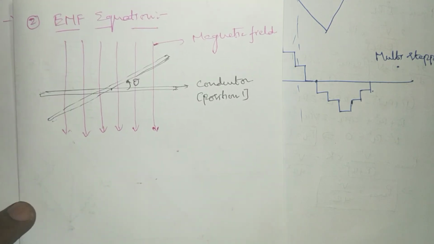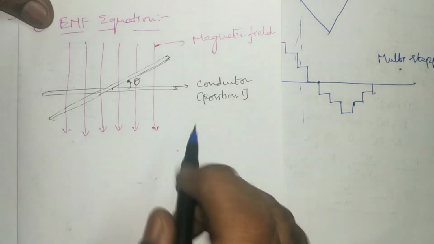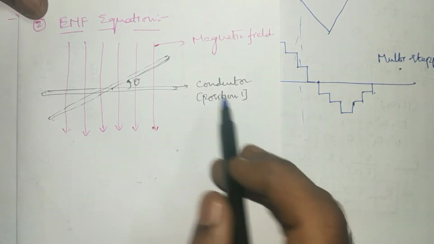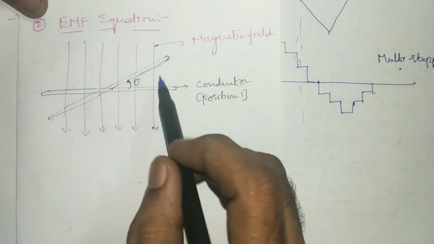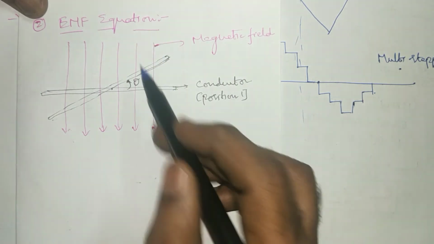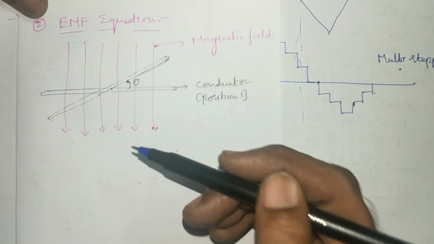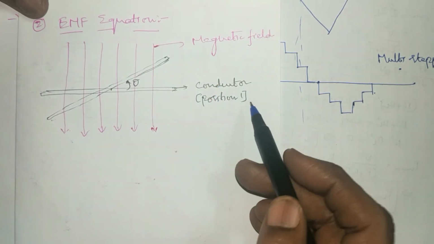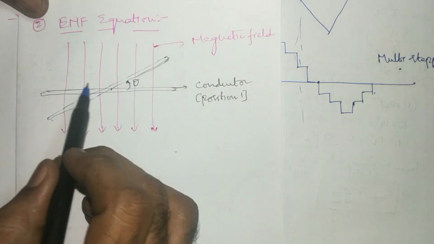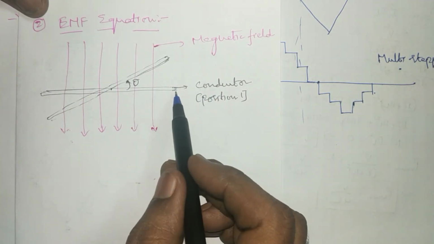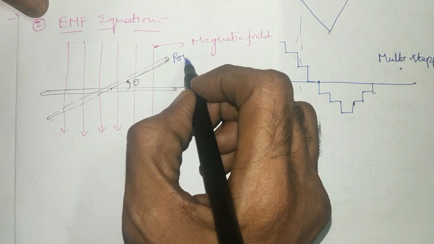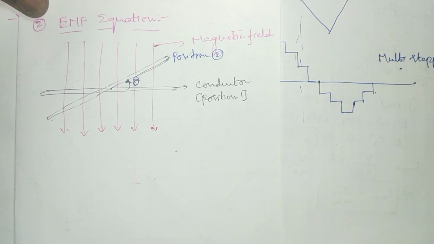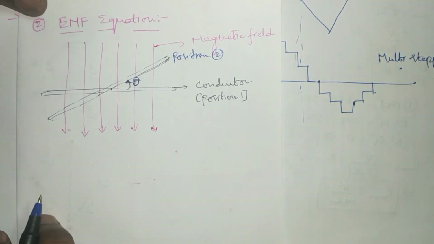So here we are going to consider this is a conductor which is in position 1, and let us say this is the magnetic field directed from top to bottom. So these pink lines refer to the magnetic field, and this is the conductor which is in position 1. And now what we do is we change the position of, or we rotate this conductor which is in position 1 to position 2 through an angle of theta. Theta is the angular displacement that we are going to give here.